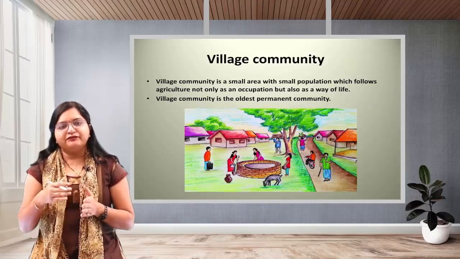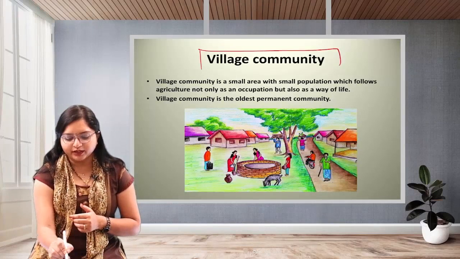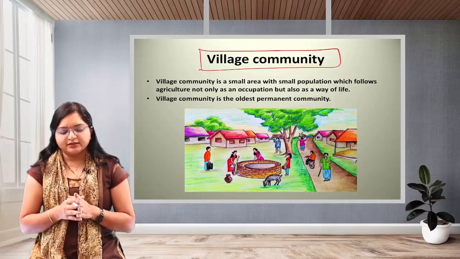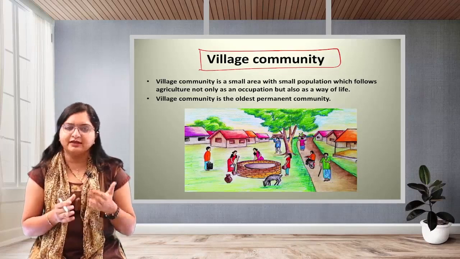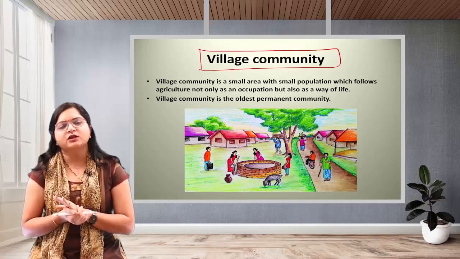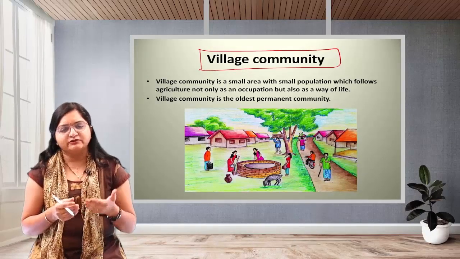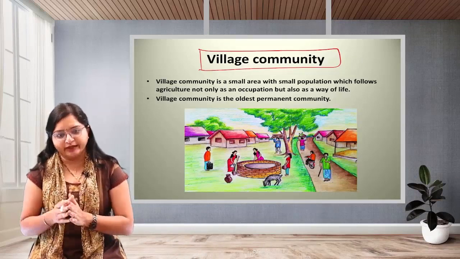Now we'll see the different communities. Firstly, the first community is the village community. A village community is a small area with a small population which follows agriculture not only as an occupation but also as a way of life. If you go to villages, you will find so many people who are working in agriculture.